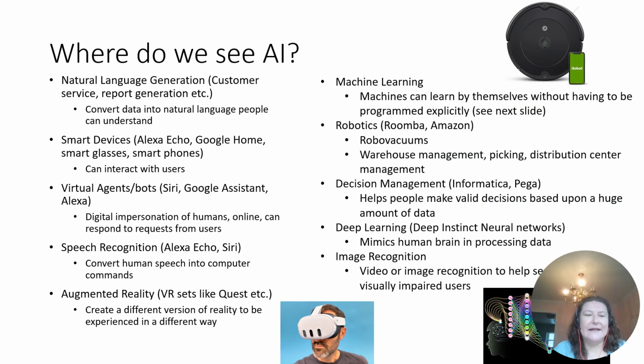So where do we see AI? We can see it in natural language generation. That's when we convert data into natural language so that people can understand that in English or in French or in German. There are smart devices that can interact with users like the Alexa Echo and the Google Home and so on. There are virtual agents and bots that we've talked about already, things like Siri, Google Assistant, Alexa, and so on. There's speech recognition, like Alexa has Lex speech recognition built in, which converts human speech into computer commands. There's augmented reality, things like VR headsets like Quest and so on. They create a different version of reality to be experienced in a different way.